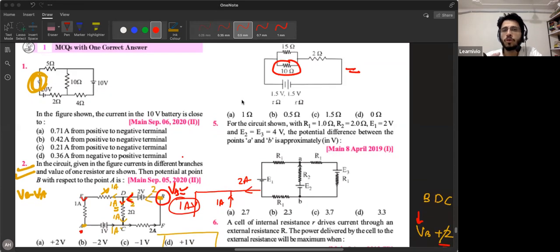If a teacher wants to make a really good paper in school, he can put these questions. You can't say that these are not in your syllabus. I'll wait for one more minute, then I'll start solving.